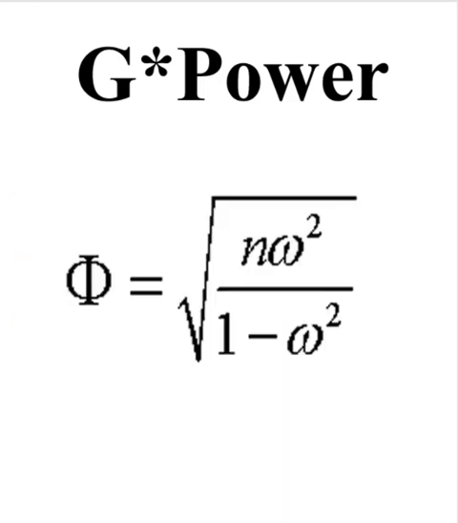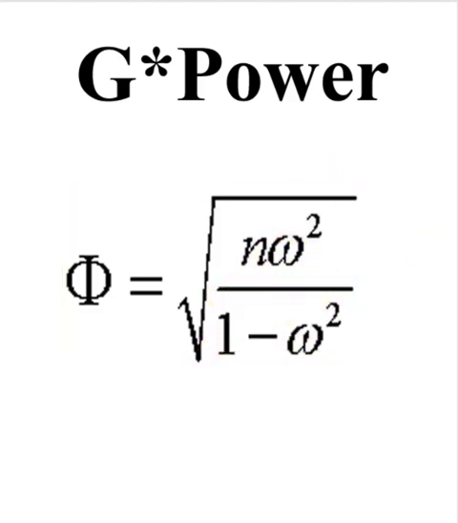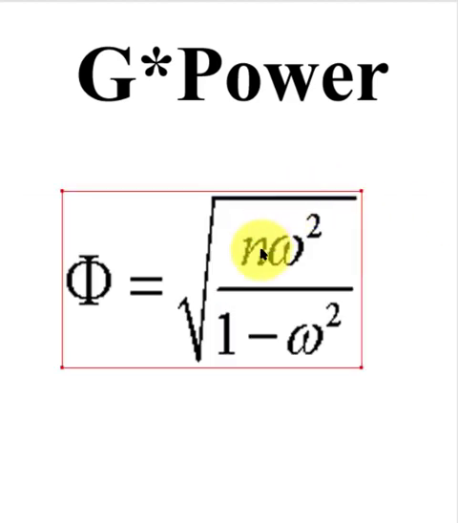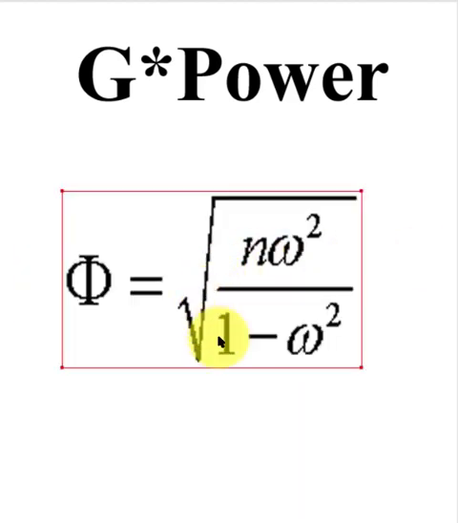Now here's the actual formula. This little guy over here looks like a pumpkin. That's a phi. Phi equals n, the sample size. This W is omega squared, which is the effect size. And this down here on the bottom, 1 minus the effect size, that's the error term, right? So, sample size times the effect size, divided by within group error, which is what this 1 minus that is.